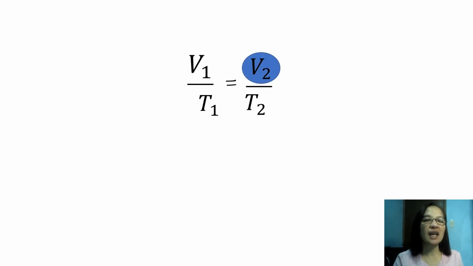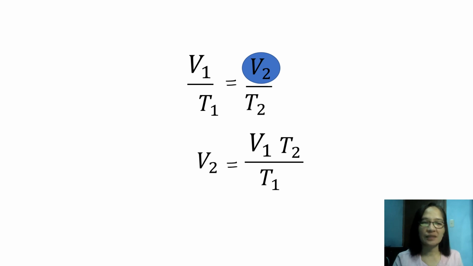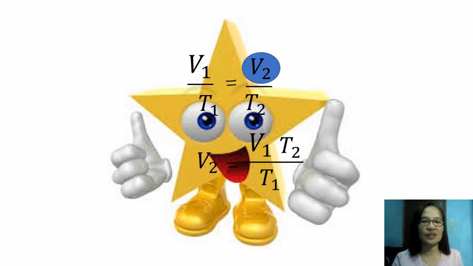Okay, another sample. V sub 1 over T sub 1 equal to V sub 2 over T sub 2. For this time, ang hinahanap natin ay V sub 2. Sige nga, sa inyong scratch paper, ano kaya ang ating magiging formula? V sub 2 equal to V sub 1 times T sub 2 over T sub 1. Tama inyong formula? Very good. Ganon din anak ang gagawin natin sa iba pang hinahanap.